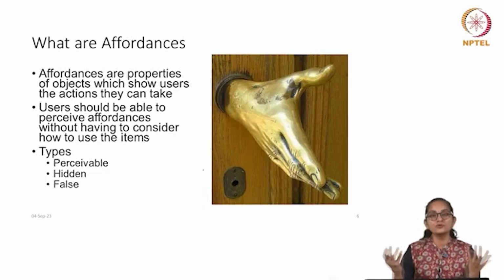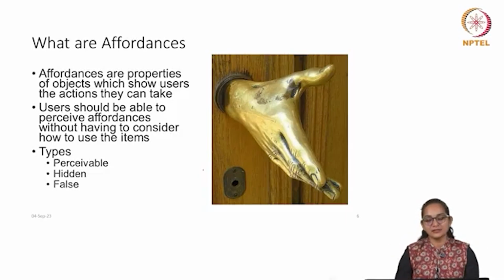So, all of those are related to perception, and that is why we are using the term perceive and not see. Now, coming to the types of affordances. The first is perceivable, the second is hidden, and the third is false. Let us one by one try to understand the meaning of each.